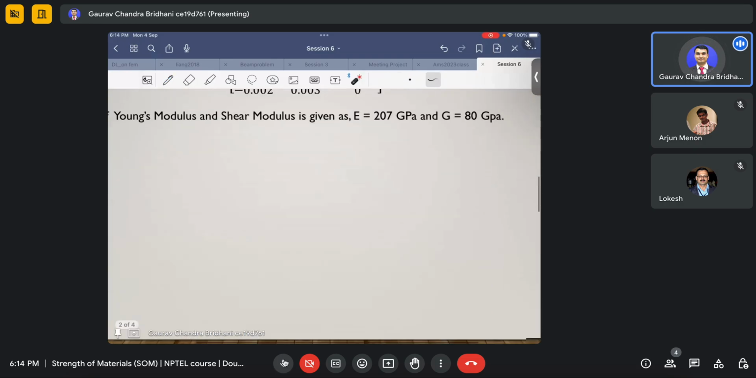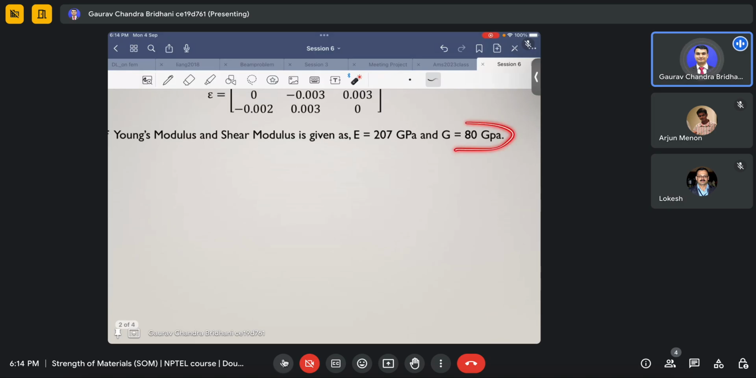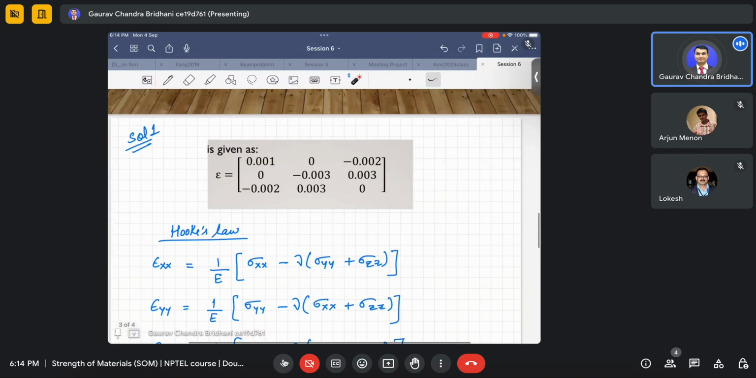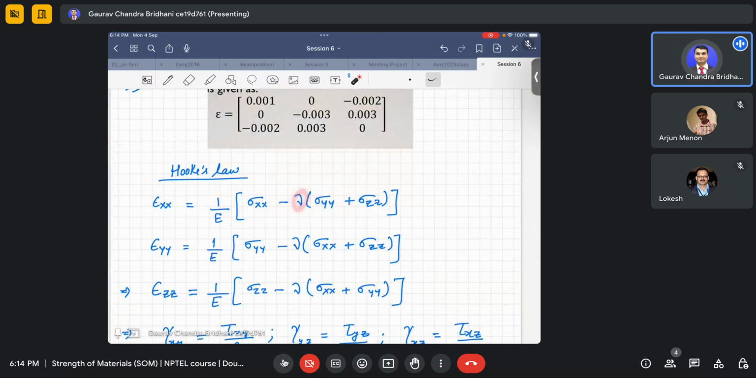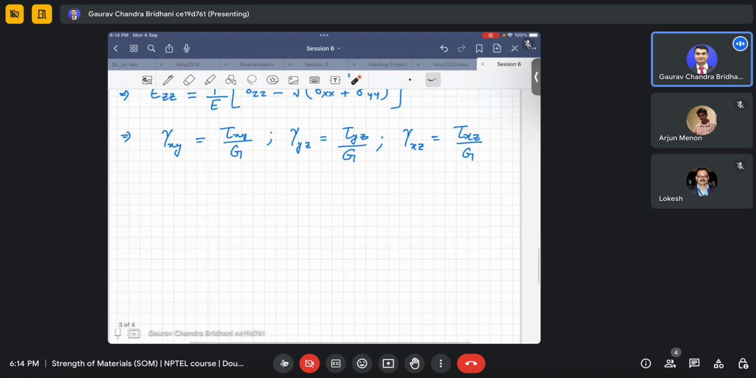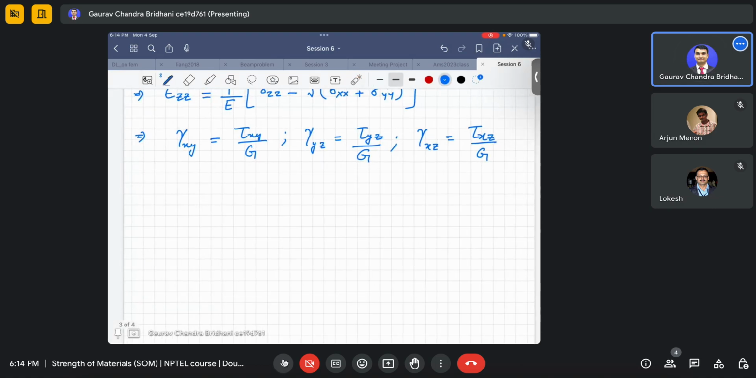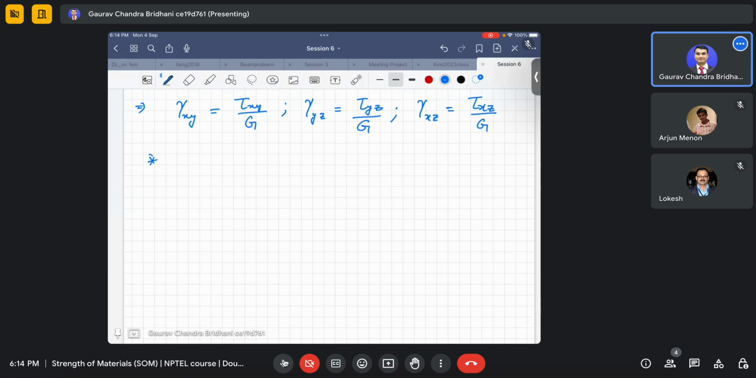For finding the shear strains we can directly use G, that is fine, but when we need to find the normal strains we need Poisson's ratio, nu, also. So now the question comes: how to find nu. So our first step is finding the Poisson's ratio.